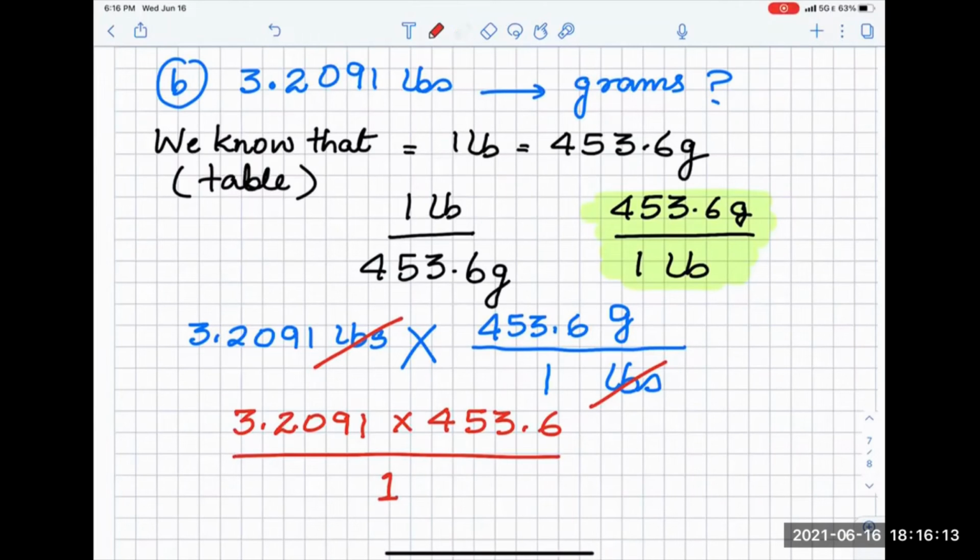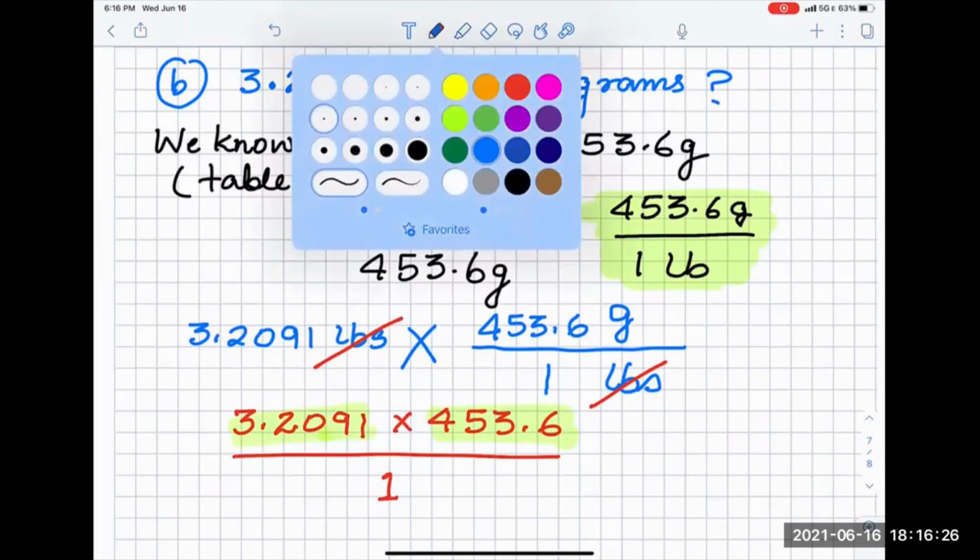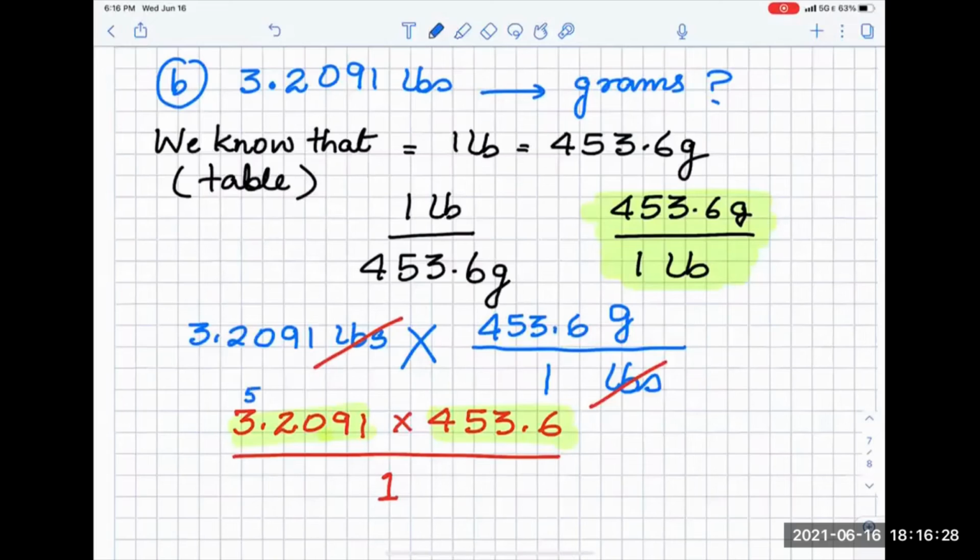Now, because it's a multiplication, we are going to use the lowest significant figures. So this is 4 significant figures. This one is how many? 1, 2, 3, 4, 5 significant figures here. So multiply, tell me, what do you get? What do you get, guys?